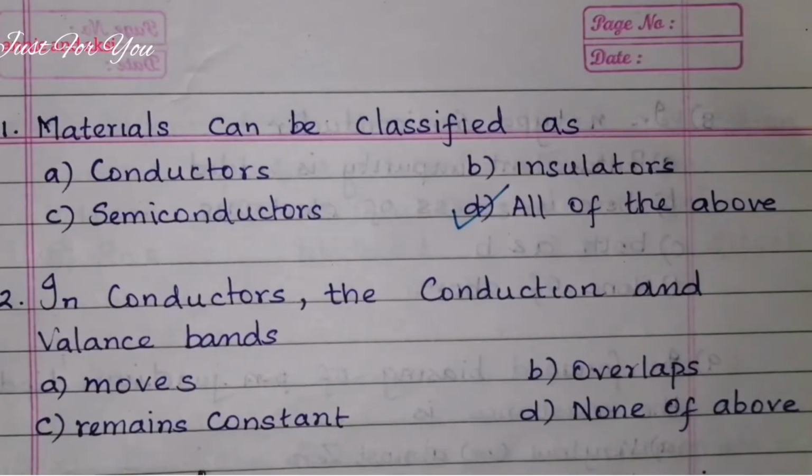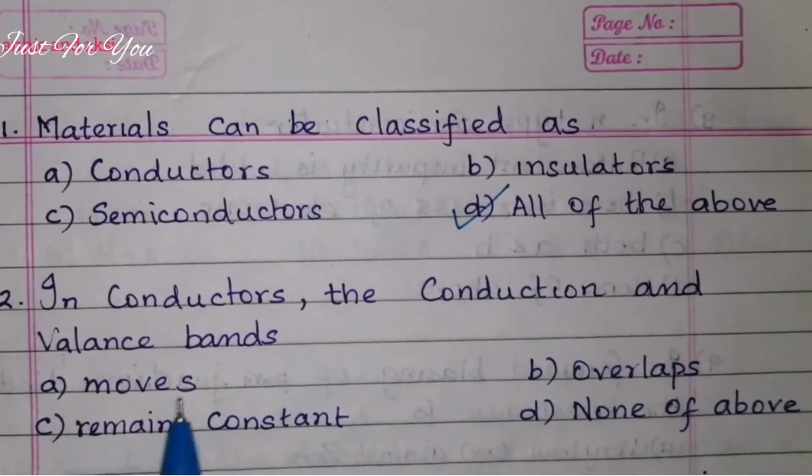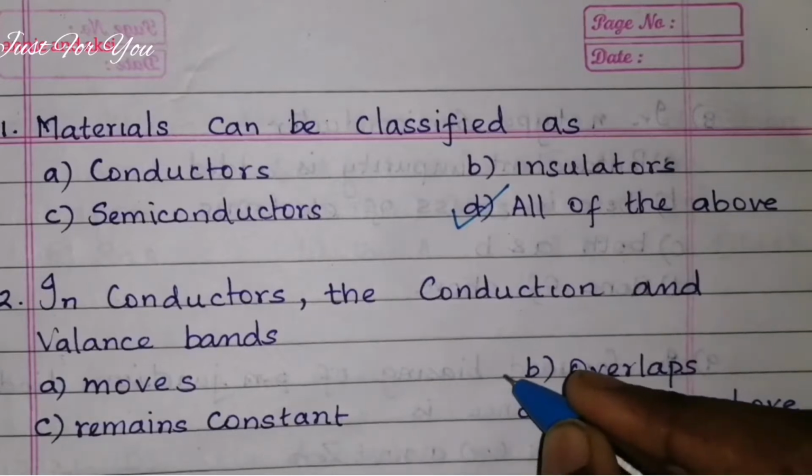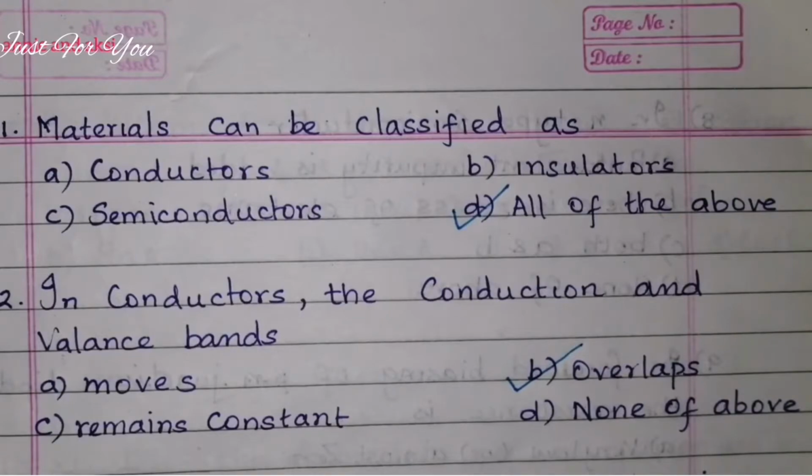Next question. In conductors, the conduction and valence bands. Option A moves. Option B overlaps. Option C remains constant. Option D none of the above. The right answer is option B. The conduction band and the valence band overlap in the conductors.